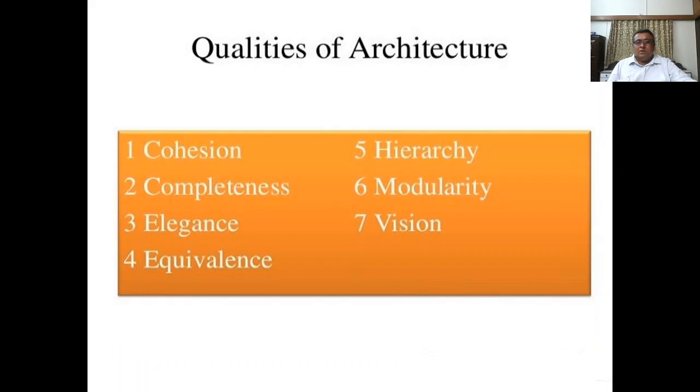Now, next topic, qualities of architecture. There are mainly seven qualities of architecture. The first one is cohesion, second is completeness, third is elegance, fourth is equivalence, fifth is hierarchy, sixth is modularity, and seventh is vision.